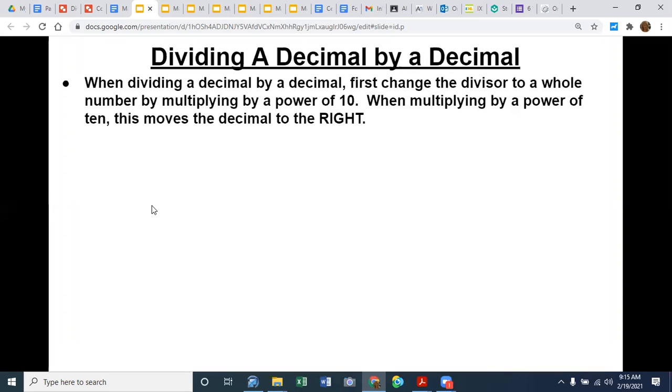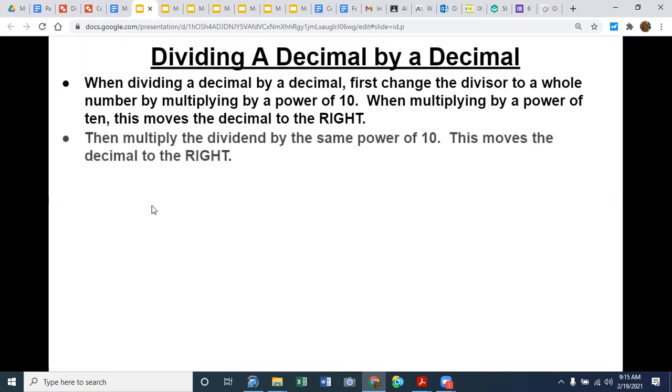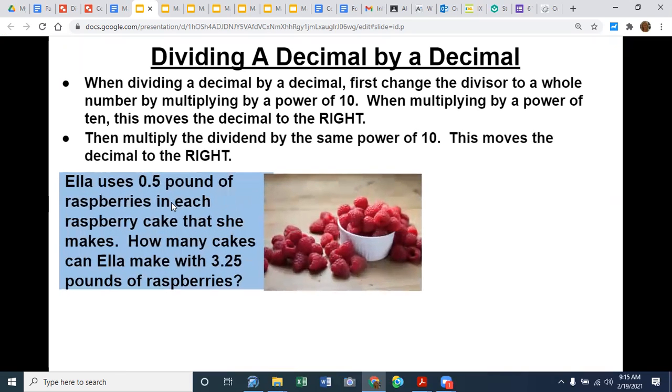When dividing a decimal by a decimal, first change the divisor to a whole number by multiplying by a power of 10. When multiplying by a power of 10, this moves the decimal to the right. Then once you've multiplied by the power of 10, multiply the dividend by the same power of 10. That's the inside number. This moves the decimal to the right. Okay, so let's see how this works in action.